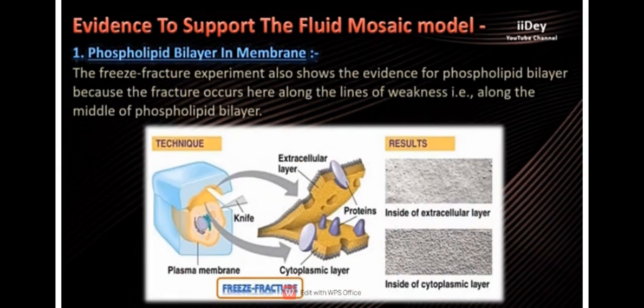Phospholipid bilayer in membrane. The freeze fracture experiment also shows evidence for phospholipid bilayer because the fracture occurs along the line of weakness along the middle of the phospholipid layer.